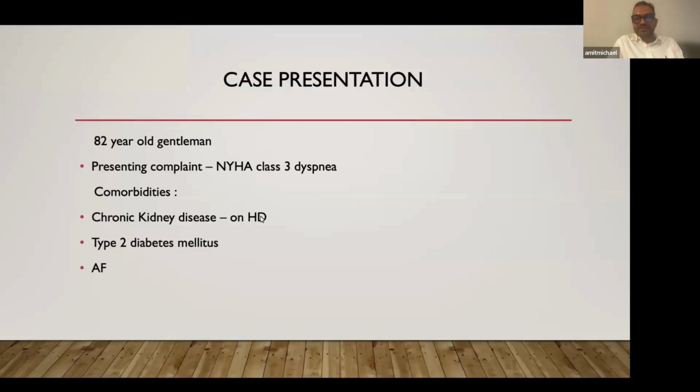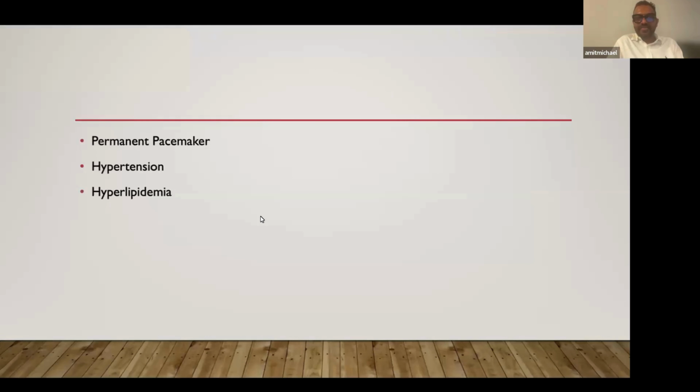So I'll just start with the case presentation. This is actually the case we did yesterday. So he's an 82-year-old gentleman. He came in with NYHA class 3 symptoms of dyspnea over the last 6 to 12 months, gradually worsening. He had significant medical comorbidities. He has chronic kidney disease. He's on twice-a-week hemodialysis, type 2 diabetes, atrial fibrillation. He has a permanent pacemaker for a previous significant AV conduction disease, hypertension, and hyperlipidemia.